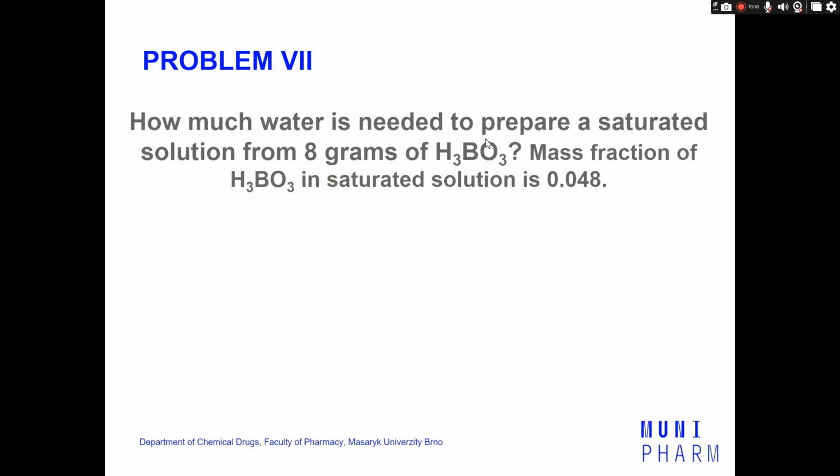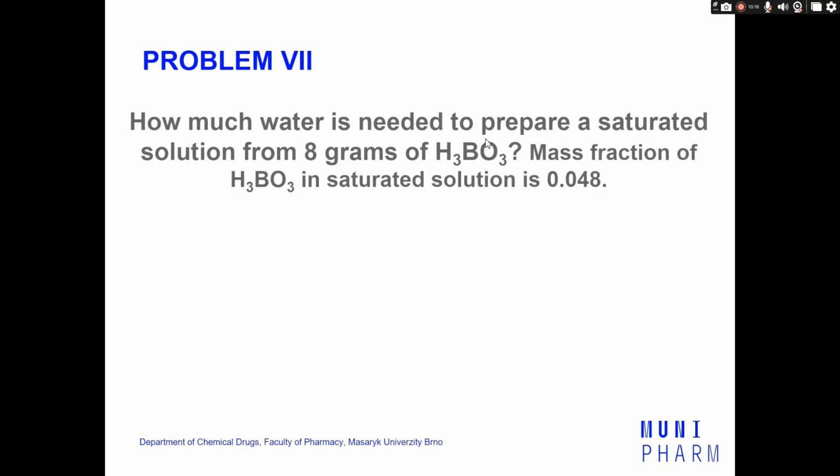Let's explain here what the term saturated solution means. A saturated solution is a solution where, under given conditions, meaning specific temperature and pressure, the maximal possible amount of the substance is dissolved in a specific amount of solvent. This quantity is usually called solubility, and the values can be found in chemical tables. The mass fraction that we need for the calculation is based on the solubility of boric acid in water under the given conditions. In our case, it is given in the task, so it's easier for us.